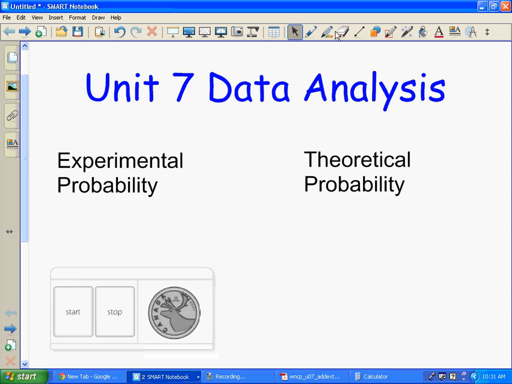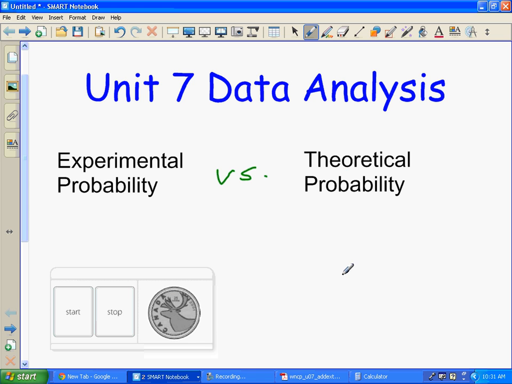Unit 7, Data Analysis. This is all about chances. So the number of outcomes or possible outcomes and the number of favorable outcomes. They're common words you're going to need to know. Outcomes is what happens. Okay? So we have to look at theoretical versus experimental probability. Now, in theory is what should happen according to your chances.